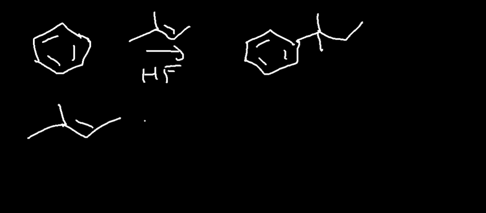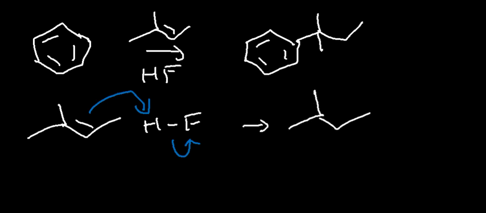But let's get started. The first thing that happens is the alkene reacts with HF. This double bond grabs the hydrogen, expels the fluoride. So now we have a carbocation, and we have a fluoride ion in solution. The hydrogen goes on the less substituted carbon atom, which is the secondary one, so we can get a tertiary carbocation.